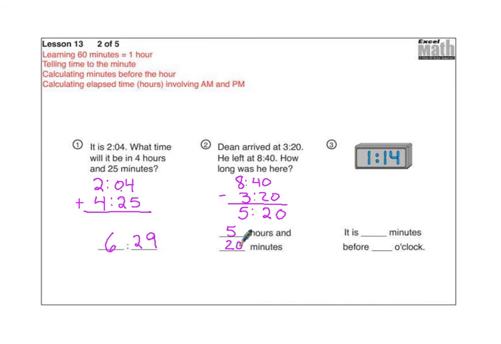Now the next one says it is blank minutes before blank o'clock. Go ahead and pause the video, see if you can figure this one out. Make sure you show your work.